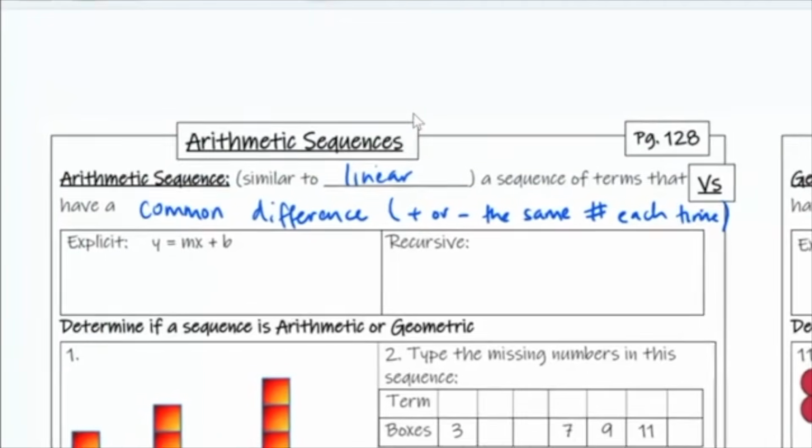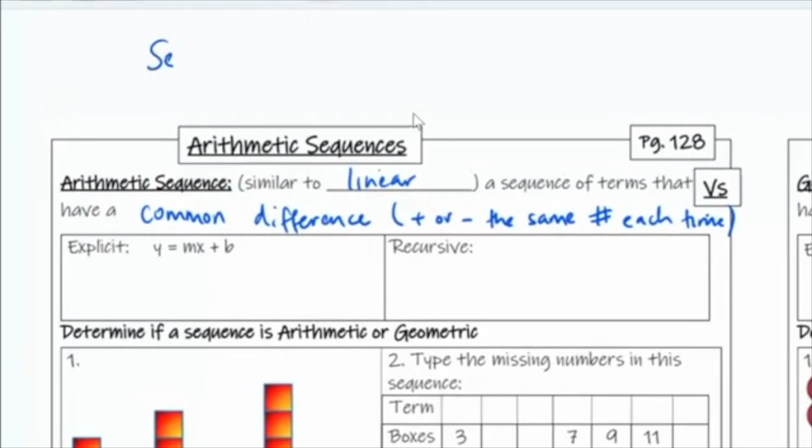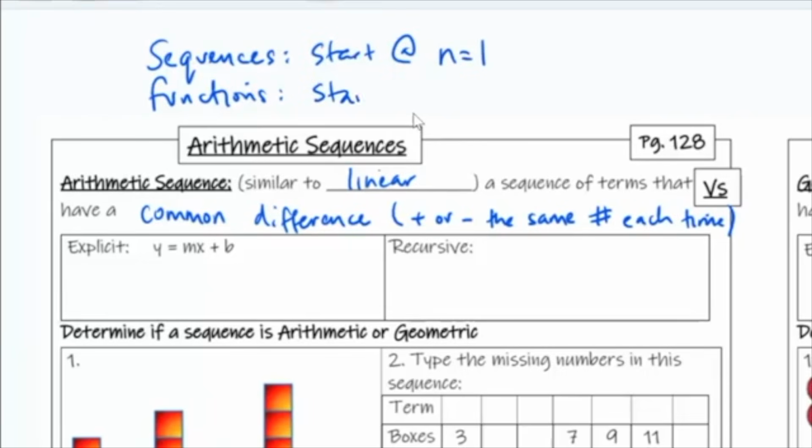And since I'm here, I'm going to go ahead and make sure that you understand the only difference between sequences and functions is that sequences start at n equals 1, whereas functions start at the y-intercept where x is equal to 0. All right, so that's the only difference. And then of course the words are called different things. So again, common difference is in sequence. In linear, we say constant rate of change.